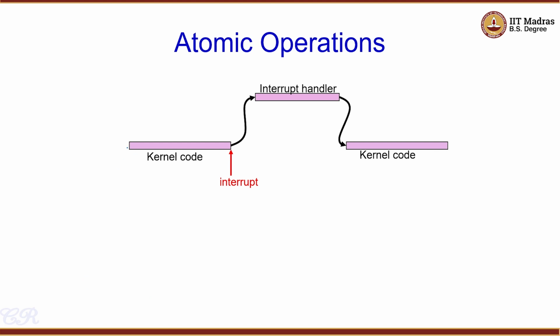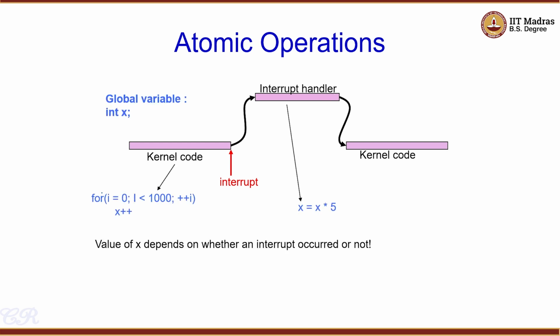So, let us say we have this kernel code. We are in supervisor mode and an interrupt occurs, and as we have discussed in a previous video, this would result in the interrupt handler being executed while we are still in the supervisor mode. Now, let us say that the kernel code was executing this loop for i equal to 0, i less than 1000, i plus plus, and you are simply incrementing the value of x. Now, x is a global variable, right.